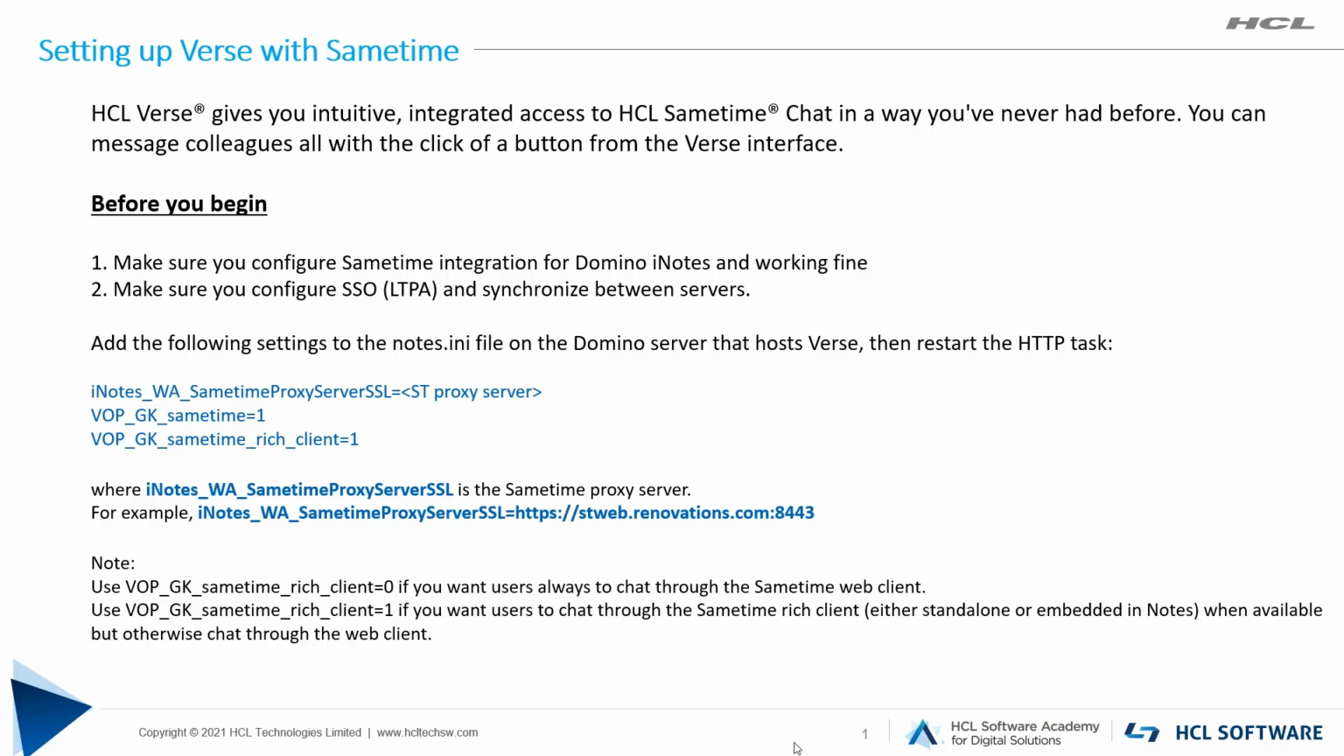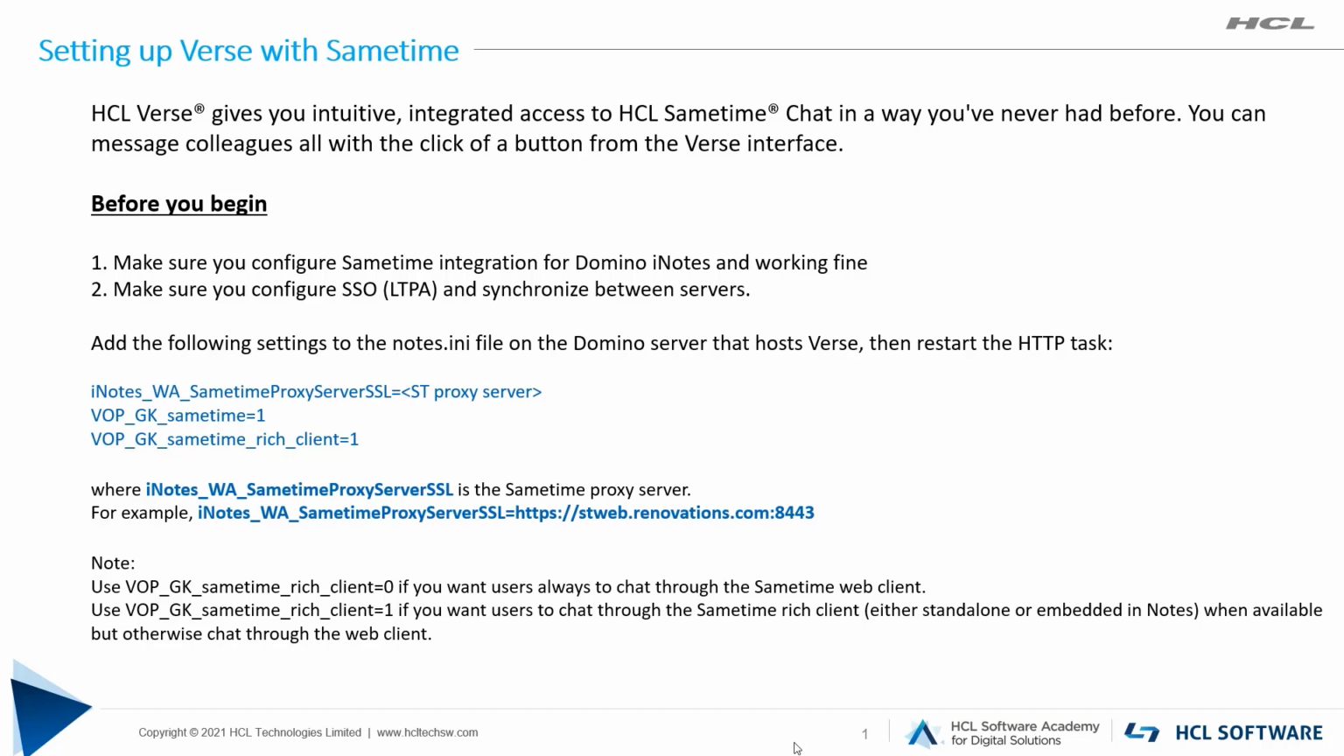Here the first INI parameter is about updating the SameTime proxy server. This sets the SameTime proxy information in the Verse configuration. Also the second INI parameter, VOP GK SameTime, is used to enable Verse and SameTime integration. Regarding the VOP GK SameTime reach client equal to value, here the value is either 0 or 1.